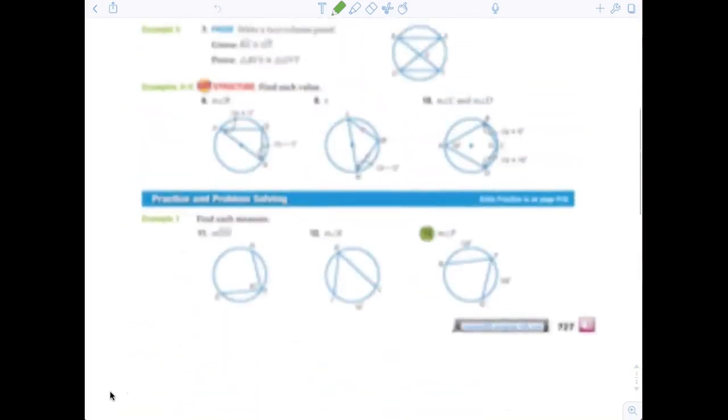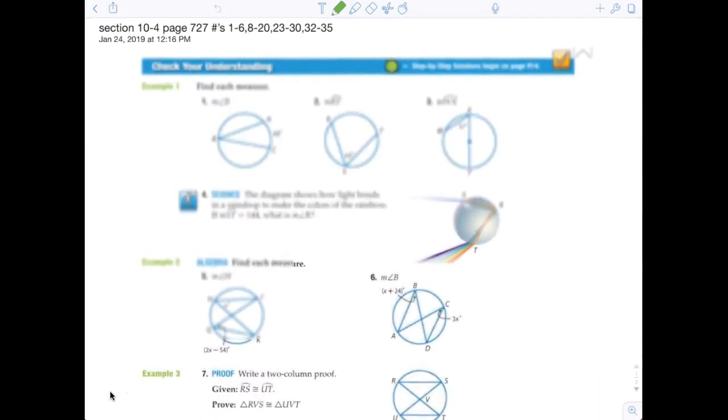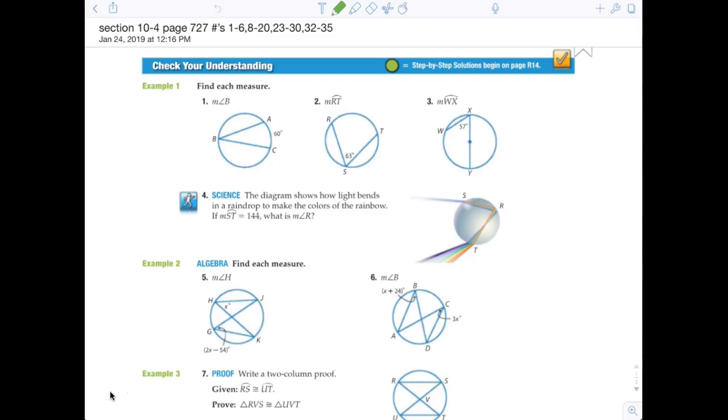So again, today is section 10.4, I believe. And it's page 727. 1 through 6, 8 through 20, 23 through 30, 32 through 35. I think we can get all this done. I do too. All right. I believe in myself. Now, again, this chapter is more about just understanding the rules.